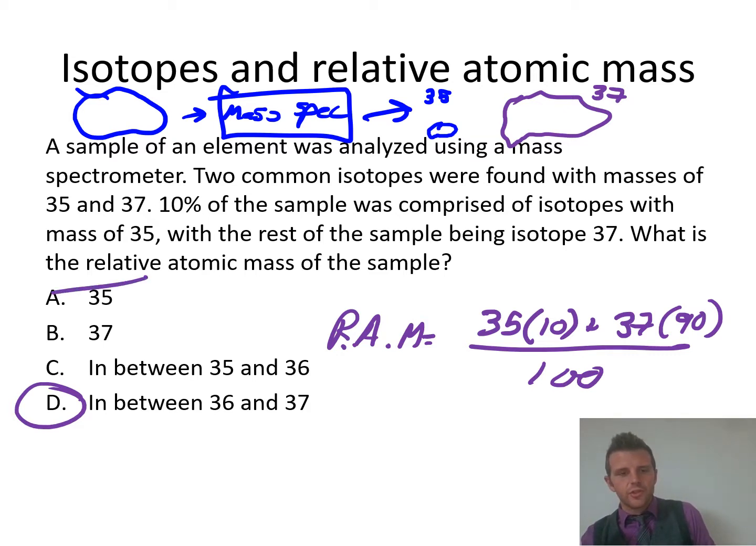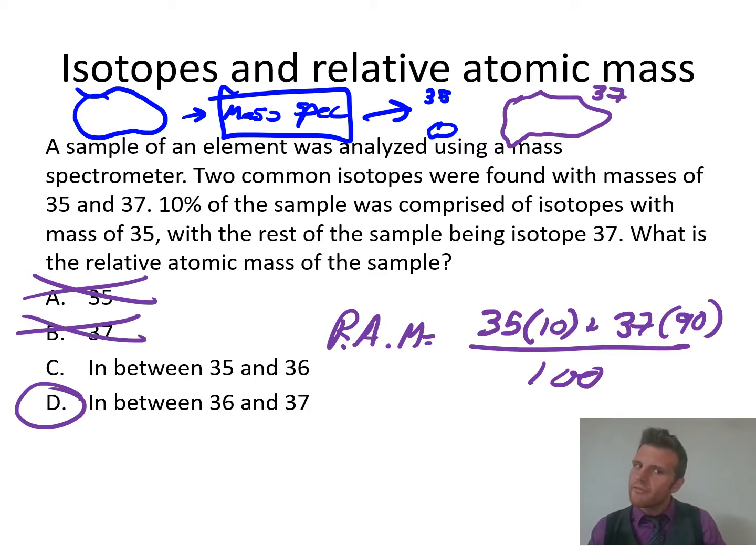So it's for sure not 35 because we have some that are 37 in there, some that have a mass of 37. Same logic, it's for sure not 37 because we have some particles that weigh 35 in there. And then really these two are just asking you, is the average closer to 35 or 37? It's closer to 37.